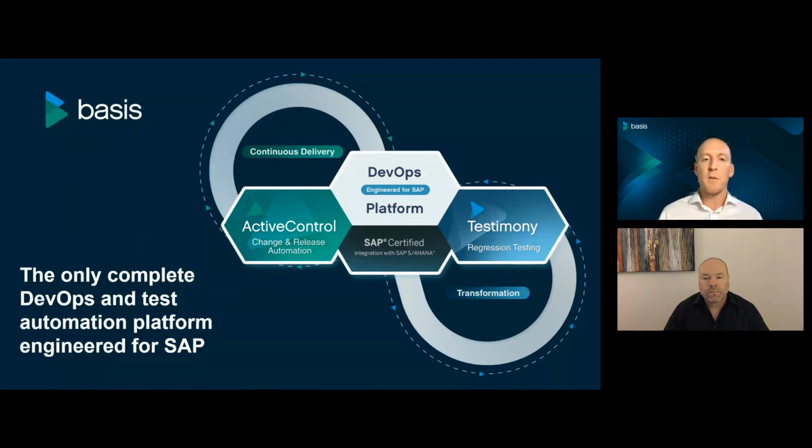So just to set you up for what you're going to see, we've got two products in the platform. We've got Testimony, which is a quite SAP-specific and quite revolutionary way of doing regression testing that doesn't rely on test scripts. We're not going to get into Testimony too much today, but we've also got Active Control, our change and release orchestration automation solution, which is analogous to some of your CI/CD tools in the rest of your stack, but operating those functions for you in SAP.